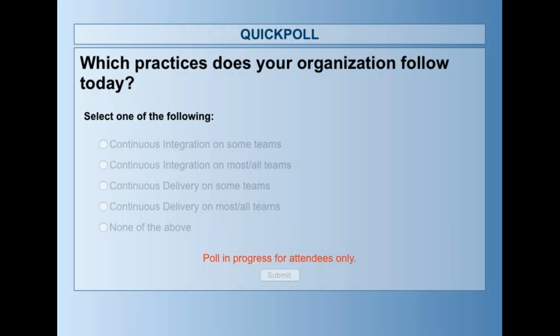Select one of the following: continuous integration on some teams, continuous integration on most or all teams, continuous delivery on some teams, continuous delivery on most or all teams, or if you're not practicing continuous integration or continuous delivery at any scale, select none of the above. We'll go ahead and leave the poll open for roughly 30 seconds. A little bit longer, waiting for some of these last votes to come in. Give it about 5 seconds now. 3, 2, 1.